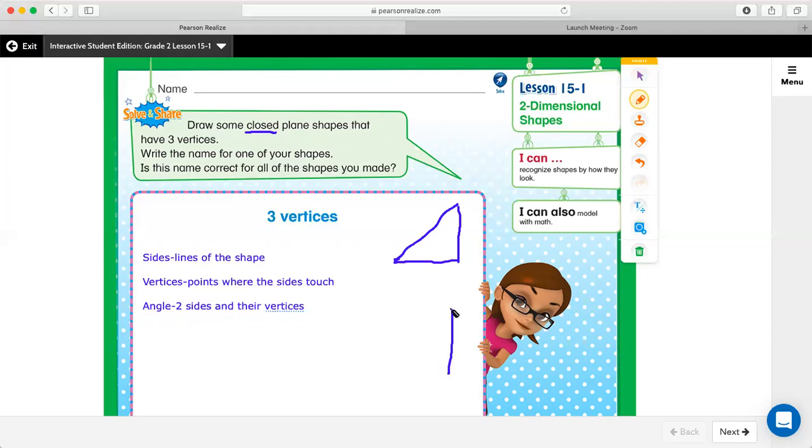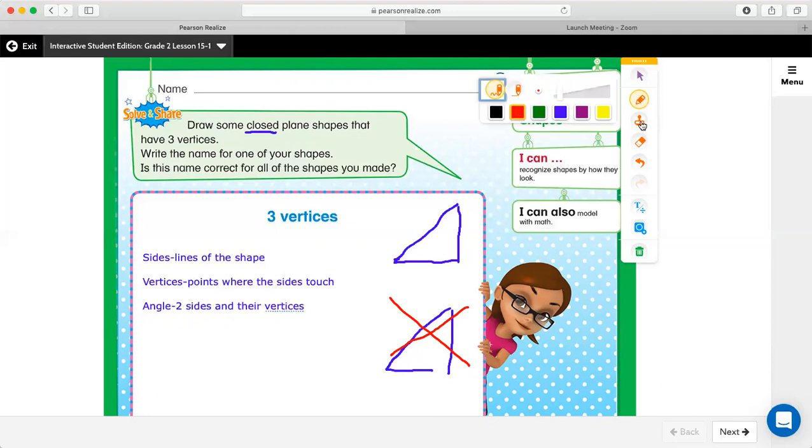This is not a closed shape. We do not want this. This is not a full shape because the sides do not touch to form a vertex.